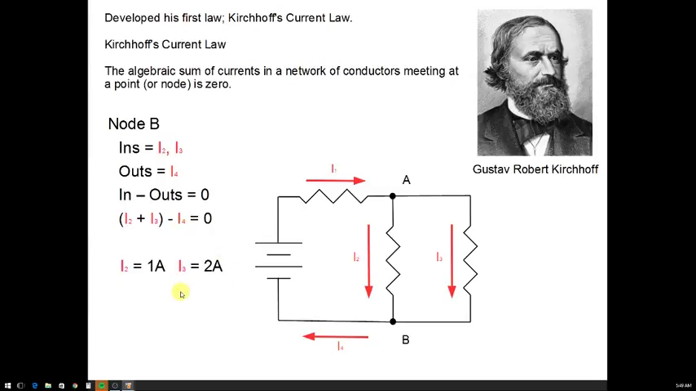And we'll apply the same numbers here. So we have 1 plus 2. Those are the two currents that are referenced coming in to node B. And we're going to solve for I4. So 3 minus I4 is going to equal 0. And for this equation to work out, I4 would have to equal 3. Okay, so that makes sense.